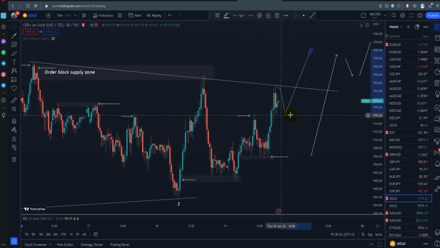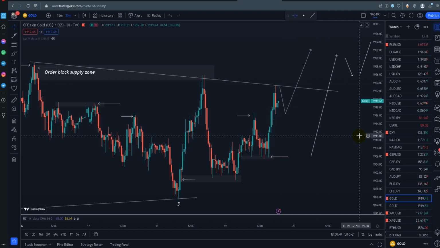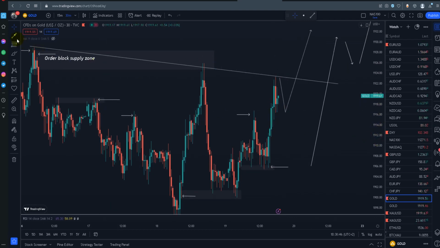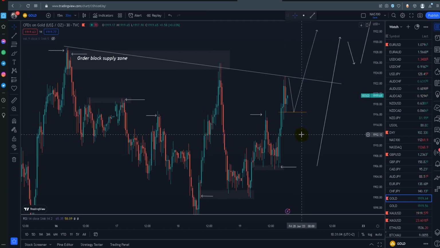So even there where I drew that marker, if you had entered right there, it would be a sniper entry. You would be able to set your SL, set your entry to break even, and you would be completely safe. New trade zone opened.